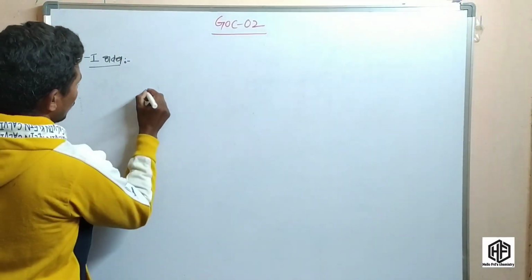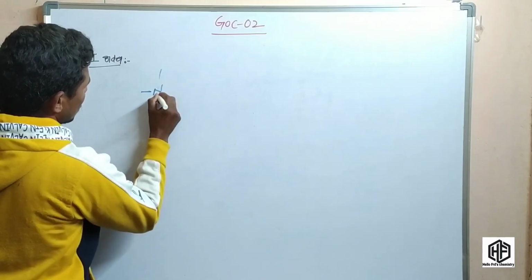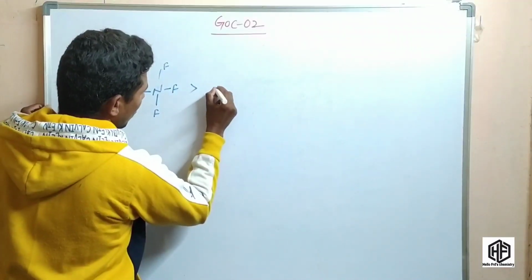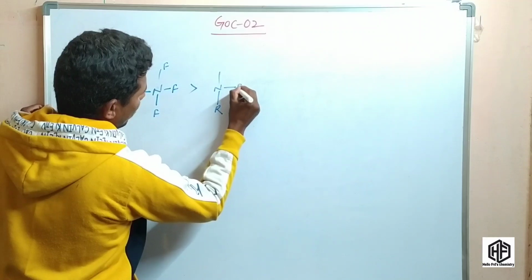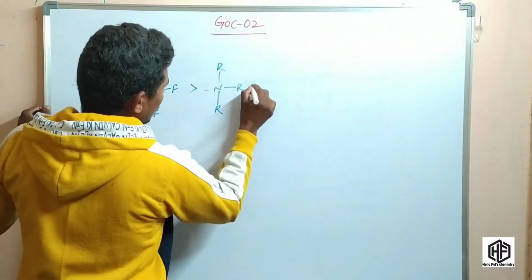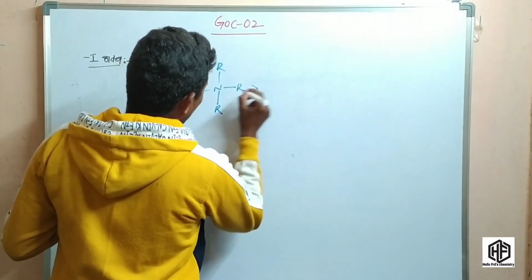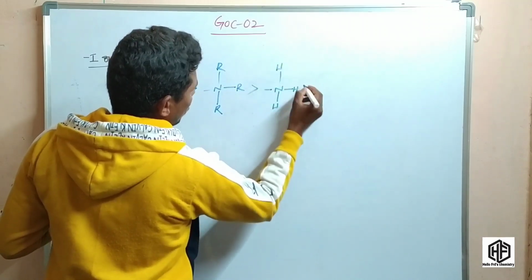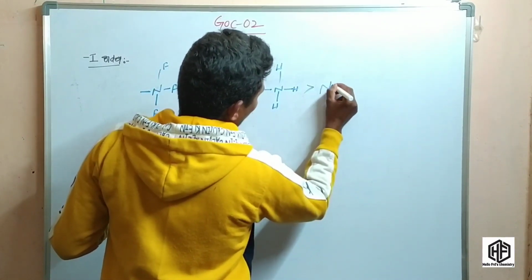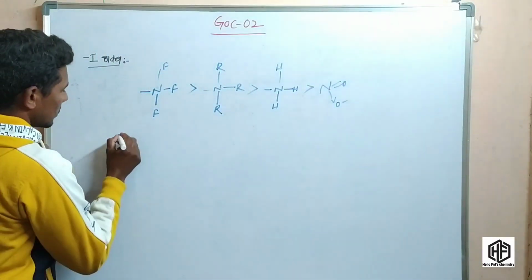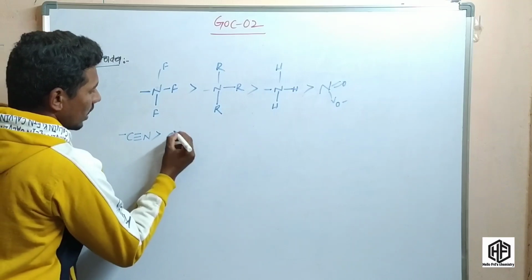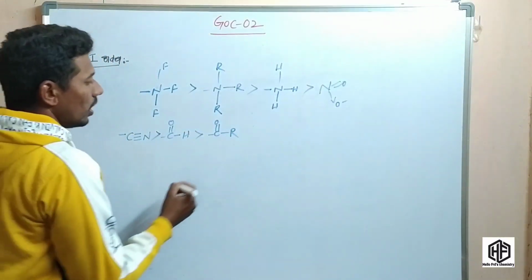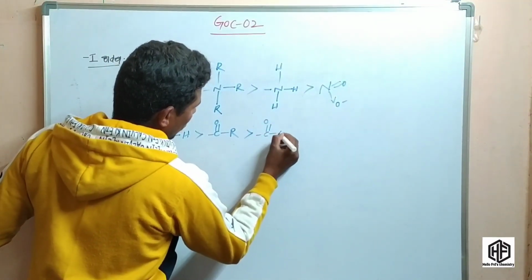First, the most electron withdrawing group is nitrogen containing compounds. Nitrogen bonded with fluorine, fluorine and fluorine has a higher minus I order compared to nitrogen bonded with alkyl, alkyl and alkyl groups, which in turn has a higher minus I order compared to nitrogen bonded with hydrogen, hydrogen and hydrogen. Then NO2, N double bond O, bond O minus, and cyanide, C triple bond N, and aldehyde, C double bond O H, then ketone, C double bond O R, then carboxylic acid.